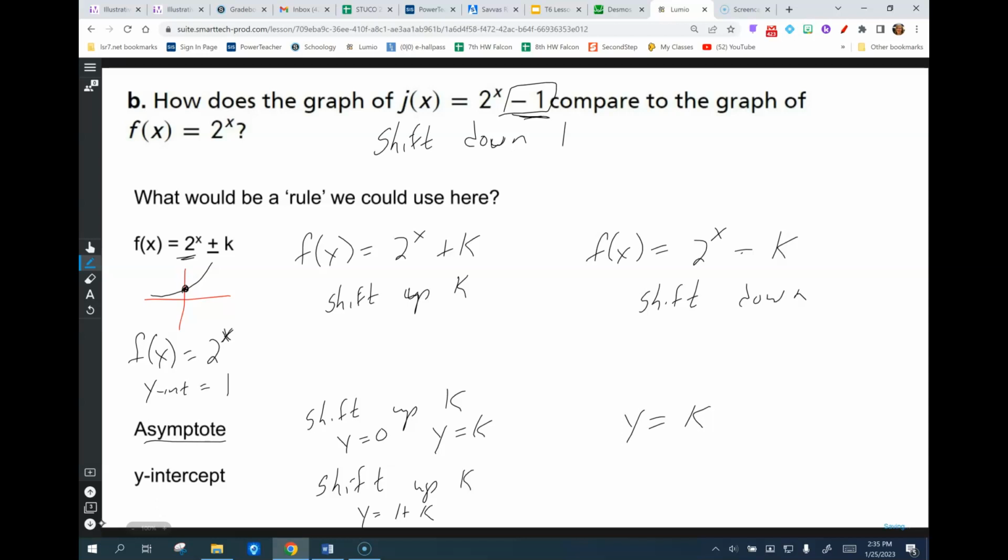It's going to shift up or down. Same thing here, so it's going to shift down k. So it's going to be y equals 1 minus k, and that's going to be your new y-intercept. So your asymptote changes and your y-intercept changes. So just pay attention that that k is going to affect everything.